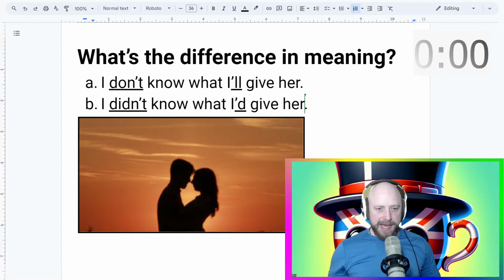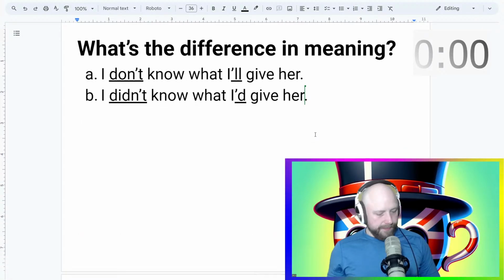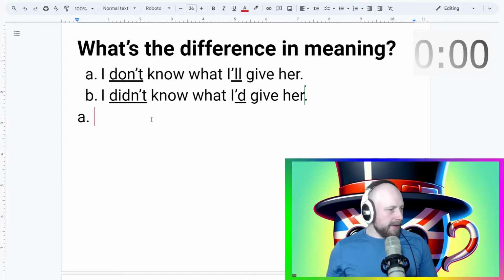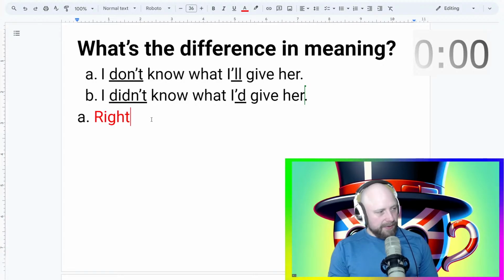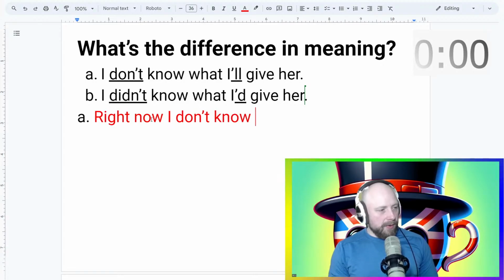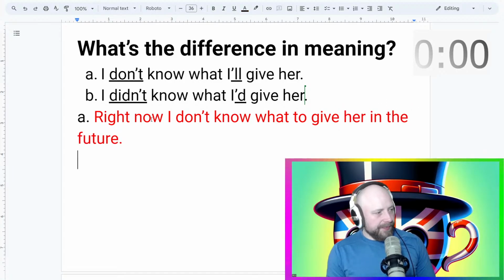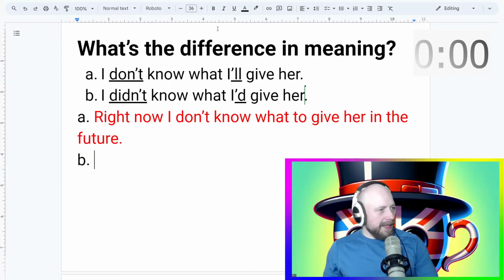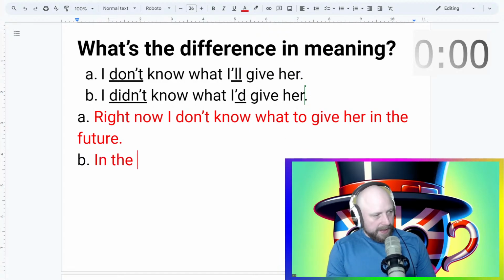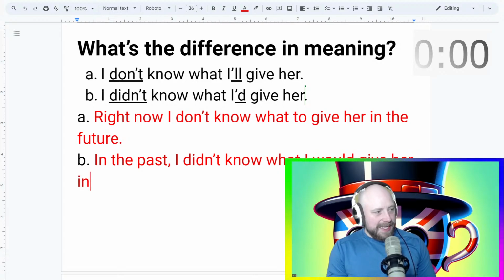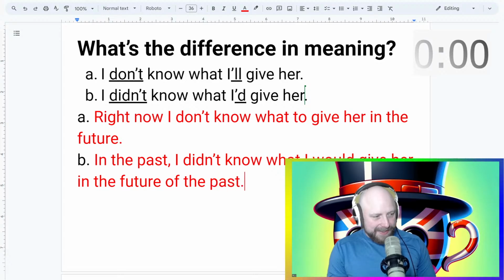Sleepwalker's quite close. A is about the future, B is about the past. That's kind of it. Yeah, that's pretty much it, actually. A is about the future and B is about the past. So A means right now, I don't know what to give her in the future. And B means in the past, I didn't know what I would give her in the future of the past.